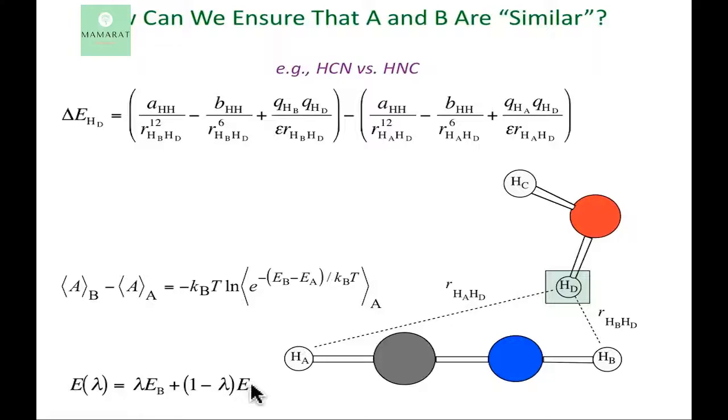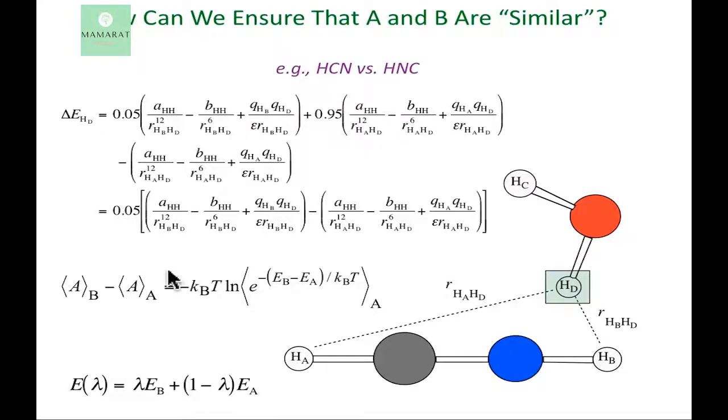I can have some hypothetical alchemical model that's maybe 95% B and 5% A. And this coupling parameter lambda tells me how far along I am. When I'm at 0, then I'm all system A. When I'm at 1, then I'm all system B. And so I'll proceed for a while.